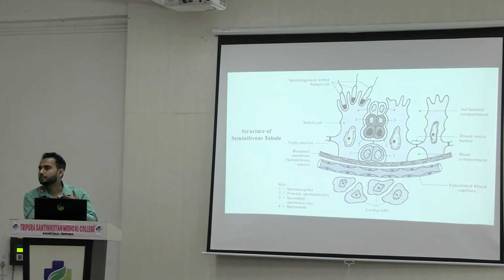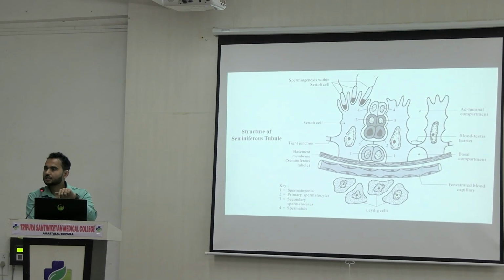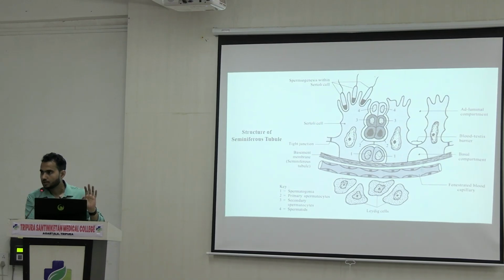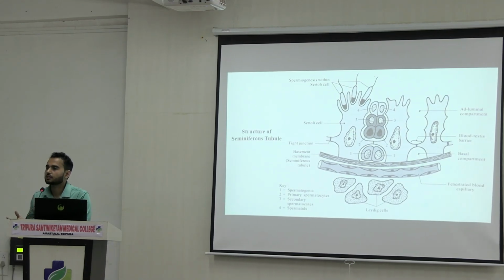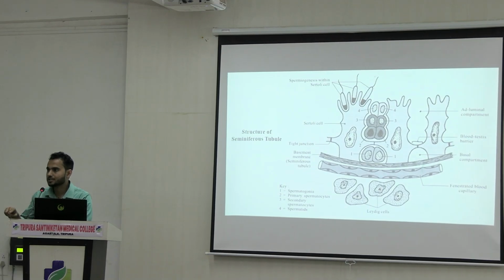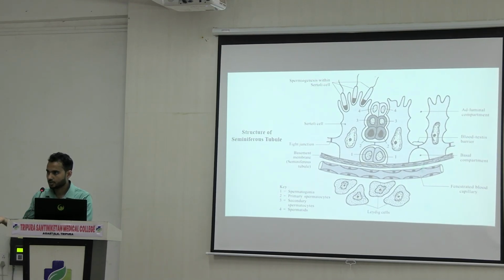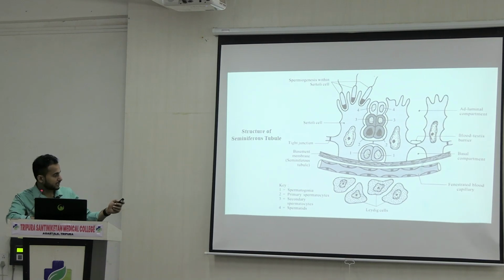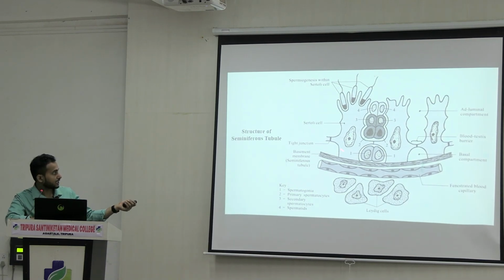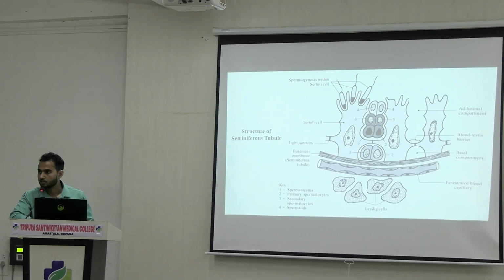So where does the Sertoli cell stay? It is present inside the lumen of the seminiferous tubule. What is present inside the seminiferous tubule? As I said, only two types of cells are there: Sertoli cell and spermatogenic cells. Okay, so here you can see the interior of the seminiferous tubule.